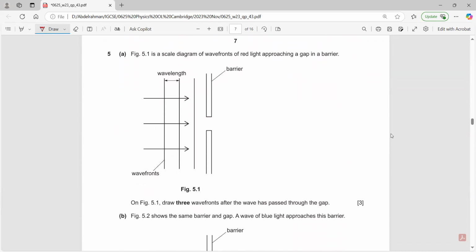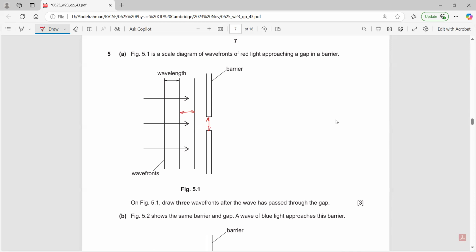Question 5, figure 5.1. Figure 5.1 is a scale diagram of wavefronts of red light approaching a gap in a barrier. On figure 5.1, draw 3 wavefronts after they have passed through the gap. So we can measure the wavelength and we can measure the gap. We would find that this gap is a narrow gap.